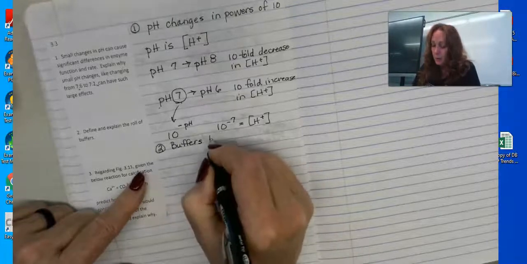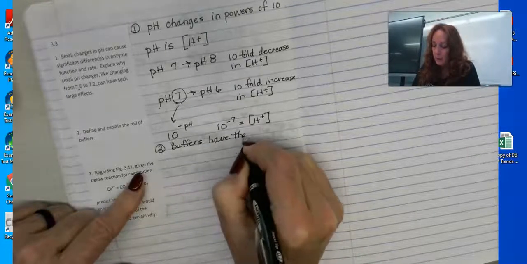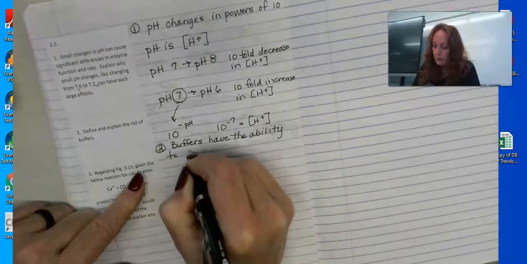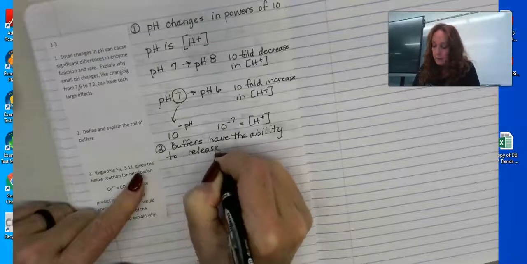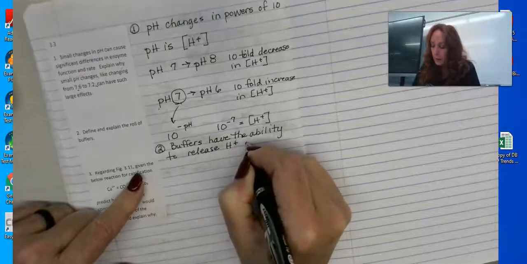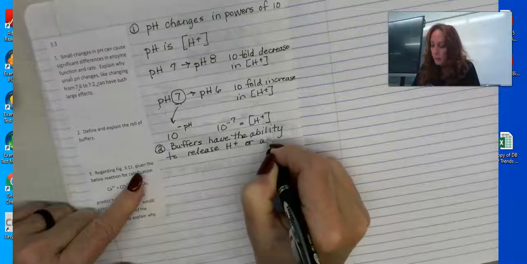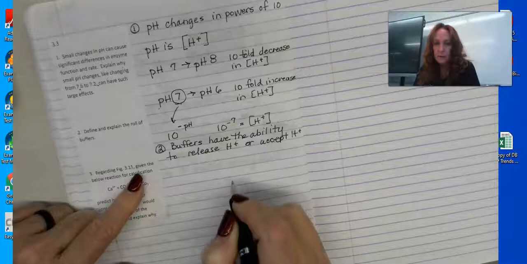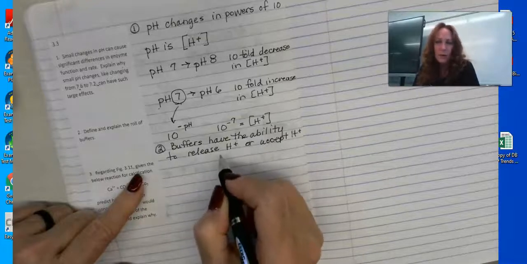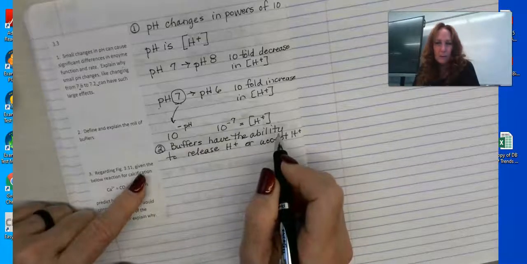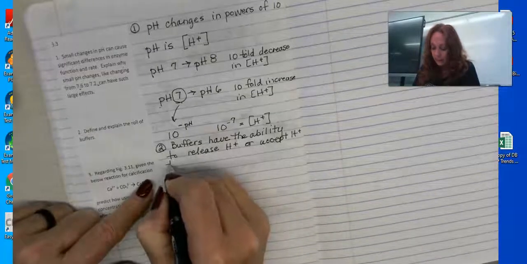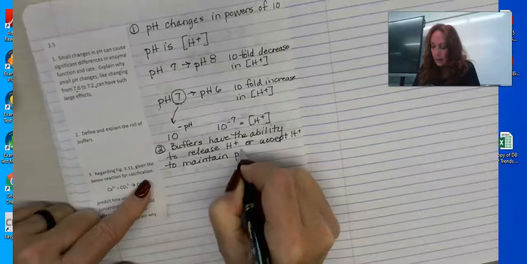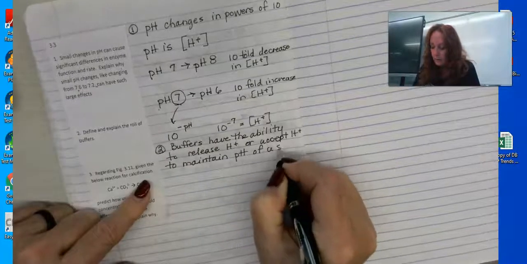So buffers have the ability to release hydrogen ions or accept hydrogen ions, and they have a range that they work in. So what they can do is soak up that extra, or give back a little bit more, and this is going to be a way to maintain the pH of a system.